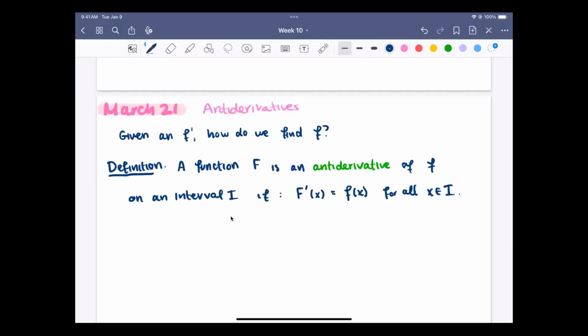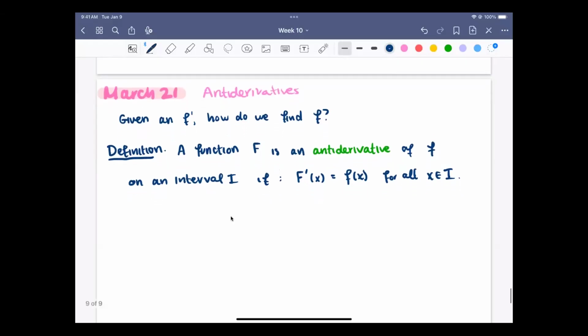Okay, does the definition make sense? Typically you'll be given the little f and asked to figure out what the corresponding capital F is, such that when you take the derivative of capital F, you get little f. So here's an example.